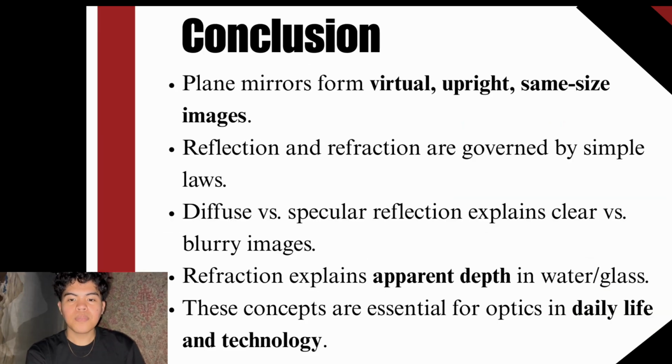To sum it all up, a plane mirror creates an image that is virtual, upright, and the same size as the object. The distance of the image behind the mirror is equal to the distance of the object in front of it. We also learned that reflection follows simple laws that make mirrors work the way they do. Diffuse reflection happens on rough surfaces, while specular reflection happens on smooth ones like mirrors. Refraction or bending of light explains why objects underwater look closer than they really are.